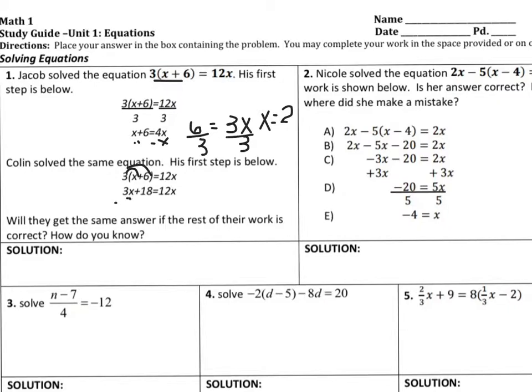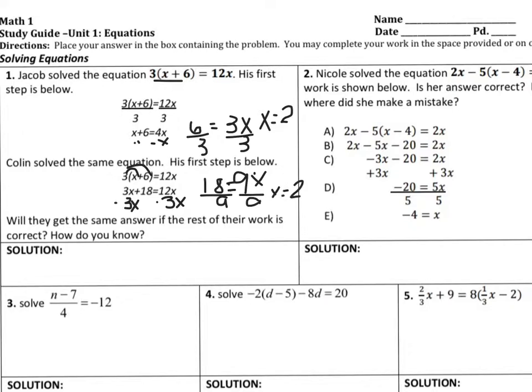So let's get our x's on the same side. So we're going to subtract 3x from both sides, leaving us with 18 is equal to 12 minus 3, which is 9x, and divide both sides by 9, and he also gets x equals 2.